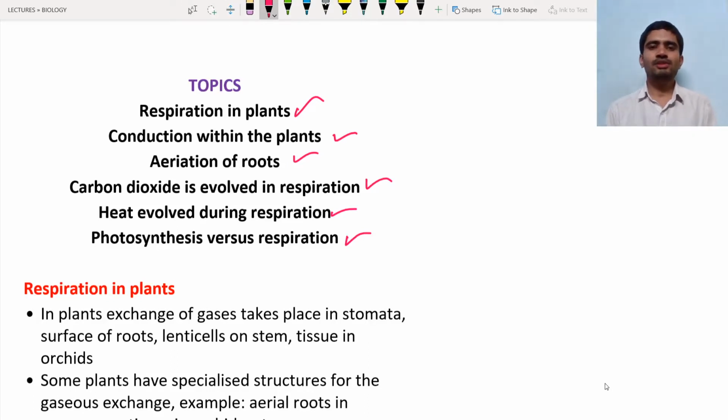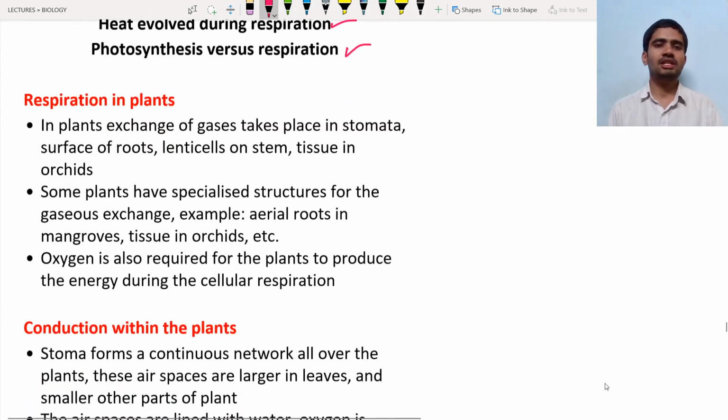Hello students, welcome to the new lecture. In this lecture we are going to discuss respiration in plants, conduction within the plants, aerial roots, carbon dioxide evolved during respiration, heat evolved during respiration, and photosynthesis versus respiration. Now let us start the discussion with the first topic, that is respiration in plants.